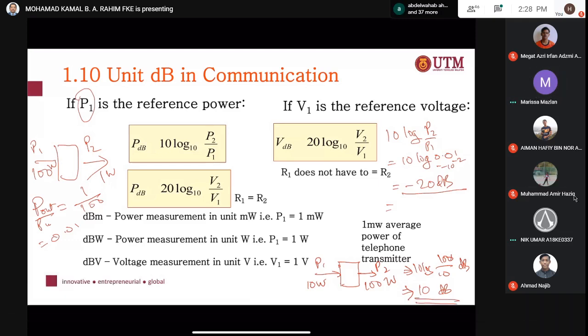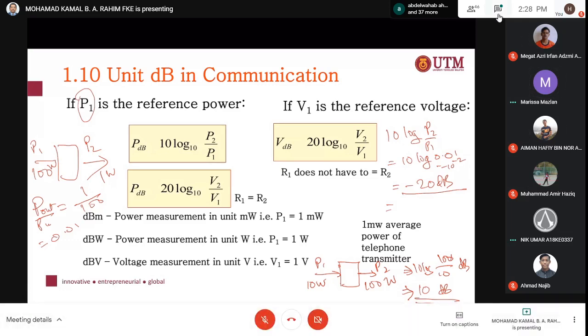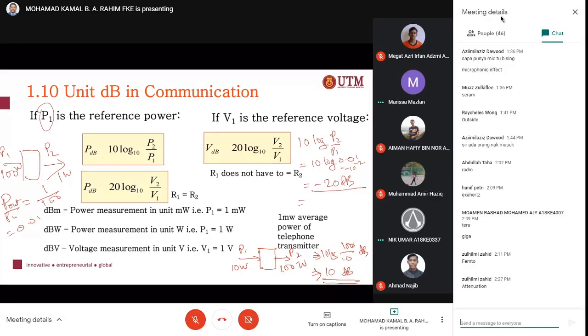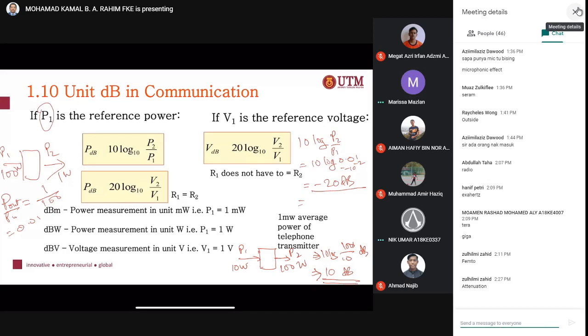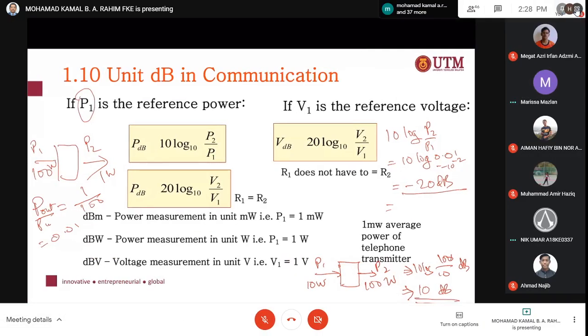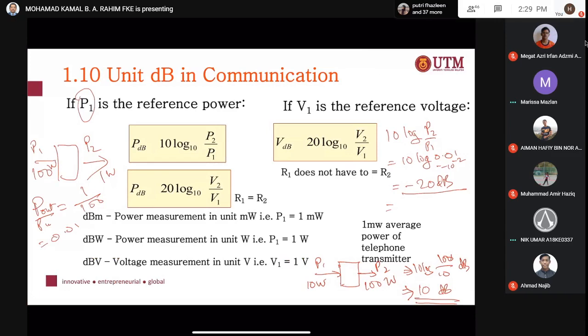Is it amplification or attenuation? Attenuation. Which one is attenuation? The 10 dB, I think. 10 dB is attenuation? How come? You inject the input and then you come up with 100 watts. So of course that one will be the amplifier. So this one could be your attenuation.